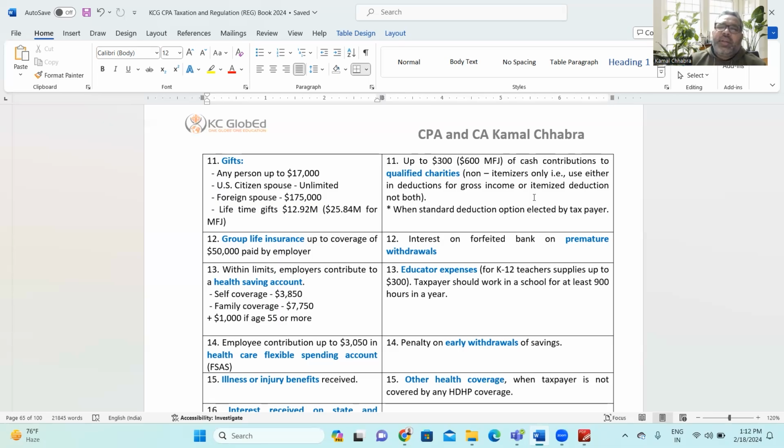That means you can claim $300 as a deduction in a year without providing any supporting bills, right? But the condition is that you must be working in a school for more than 900 hours in a year. The taxpayer should work in a school at least 900 hours in a year. Clear?